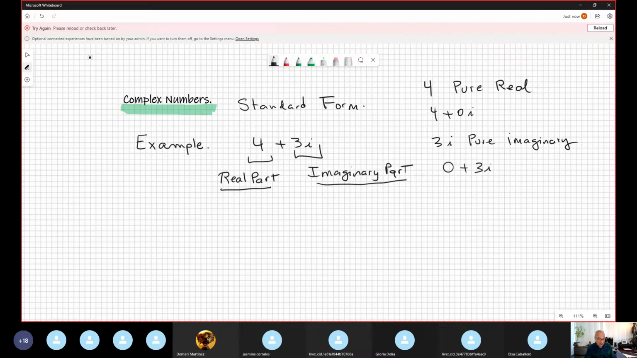Okay, so we study now in this topic arithmetic operations using complex numbers: addition, subtraction, multiplication, division, right? And this is very, very important, extremely important. Suppose the first operation that we study is the conjugate.